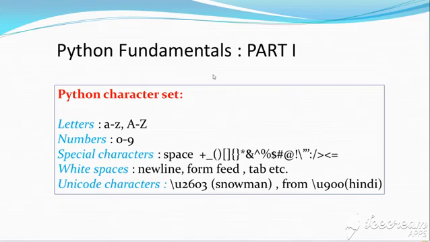Today we'll see Python fundamentals. These are the character sets which you can use in Python programming: A to Z, small or big, 0 to 9, spaces, special characters, white spaces, \n, \t. \u can give you special Unicode characters; \u0900 can give you Hindi.